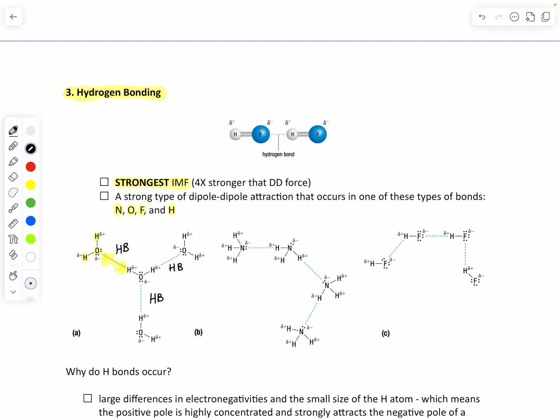These hydrogen bonds can also form between molecules that form between nitrogen and hydrogen. And if you notice, they're always taking place between the molecules from the slightly positively charged hydrogen atoms and the slightly negatively charged nitrogen atoms, or oxygen atoms in this case. These also occur, as we mentioned, between fluorine and hydrogen.